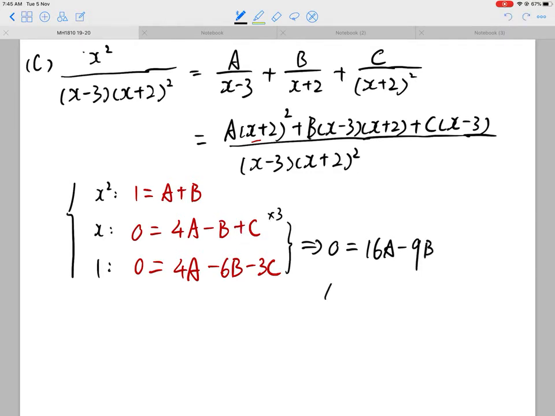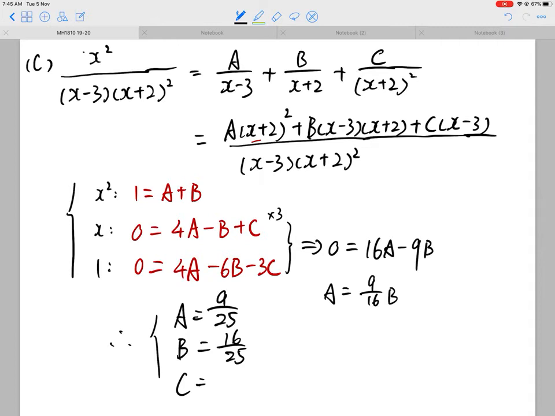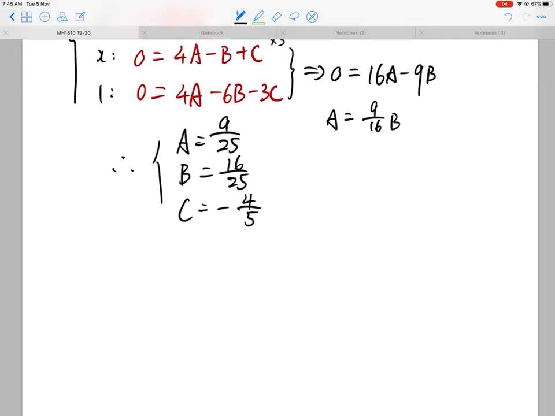So your a is 9 over 16 b, which you sub back here. So your a is 9 over 25, your b is 16 over 25. And your c, you sub back here. Okay, it's negative 4 over 5. And now we can start our integration.